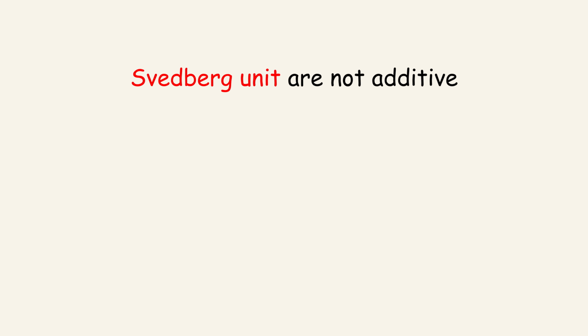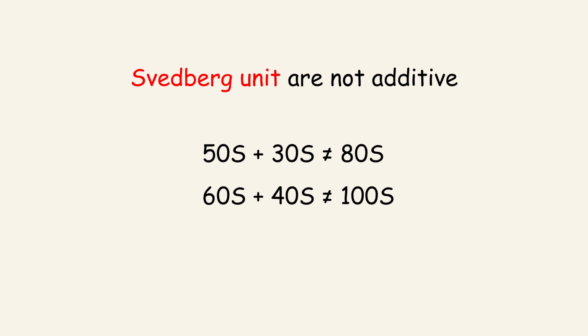One important thing to remember is that these values are not additive. So, 50S plus 30S does not become 80S, and 60S plus 40S does not become 100S. This is because the Svedberg unit depends on sedimentation rate, which is influenced by mass, shape, and density, and simple addition is not enough. How exactly this S value is calculated is a topic on its own, and I'll be explaining the calculation of Svedberg units in a separate video.